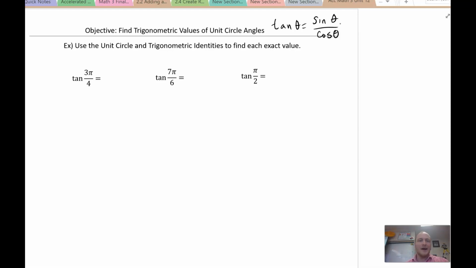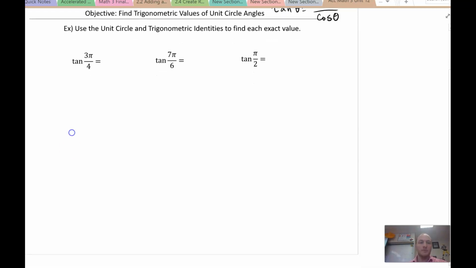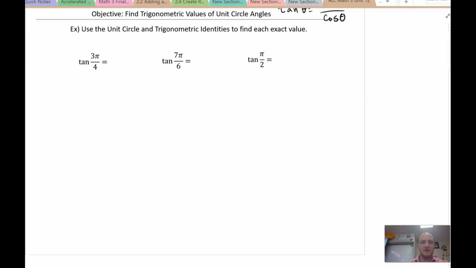All right, so I have tan of 3 pi over 4, and I want to go ahead and solve this. So I'm going to rewrite this as sine of 3 pi over 4 divided by cosine of 3 pi over 4. It's important to note that 3 pi over 4 is in quadrant 2. So my sine value is positive, so this is root 2 over 2.